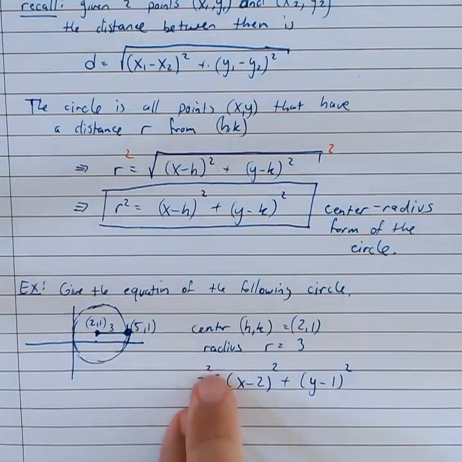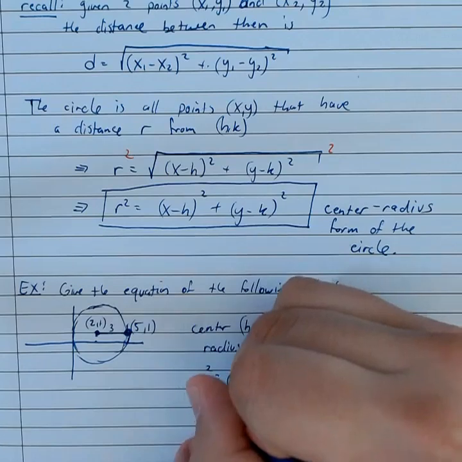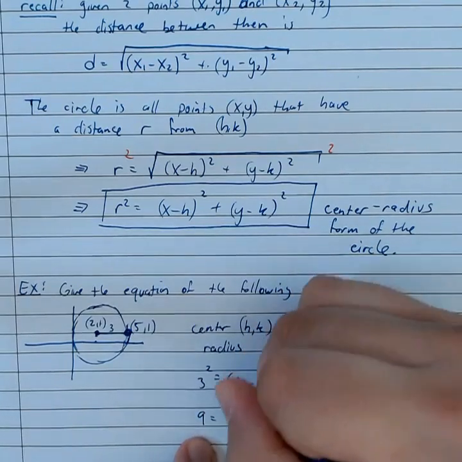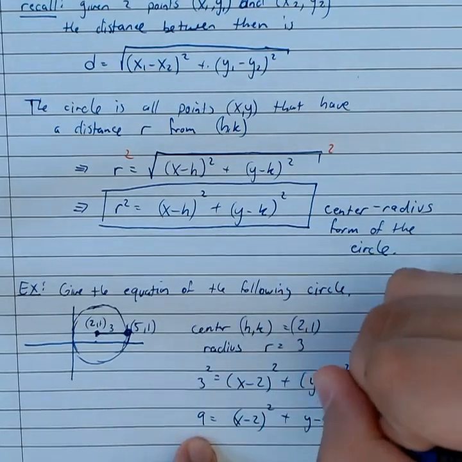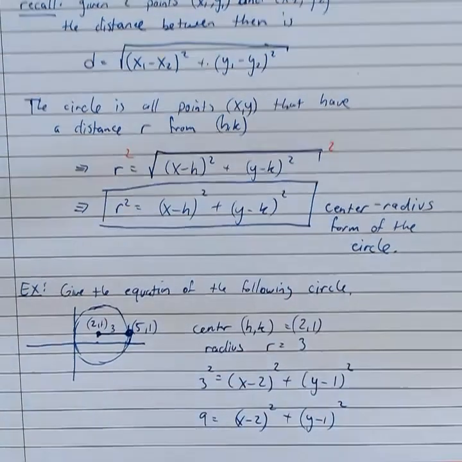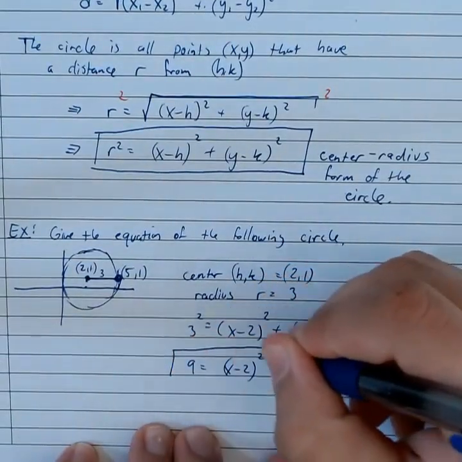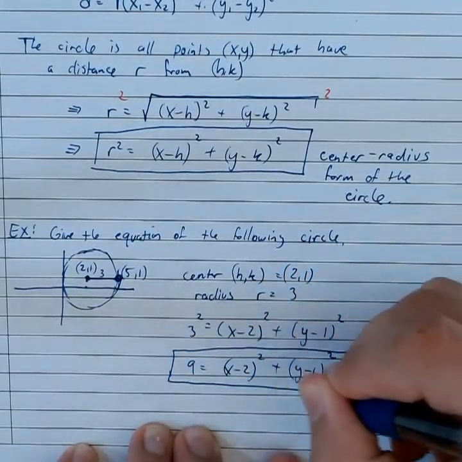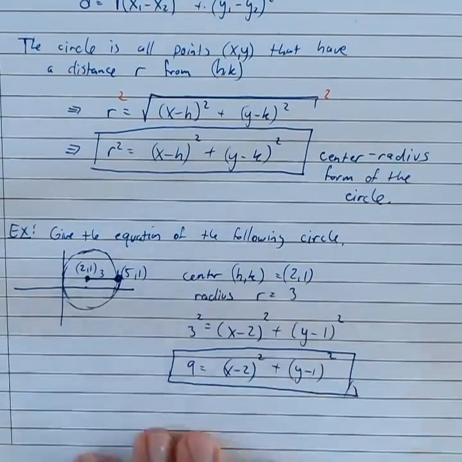squared. Here 3 squared is equal to 9, so we can just write this as 9 equals x minus 2 quantity squared plus y minus 1 quantity squared. And there we go. That's the equation whose solutions give you all the points on the edge of that circle.